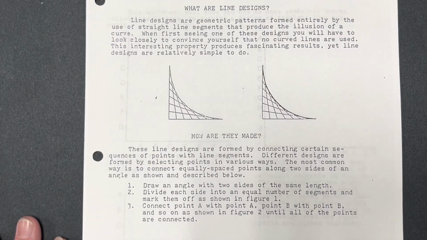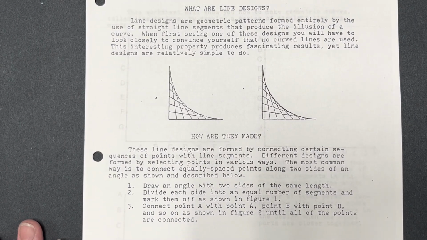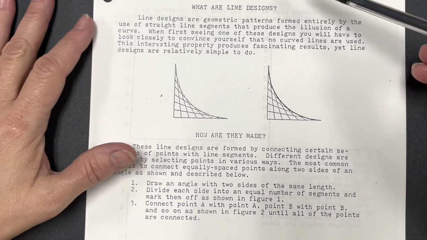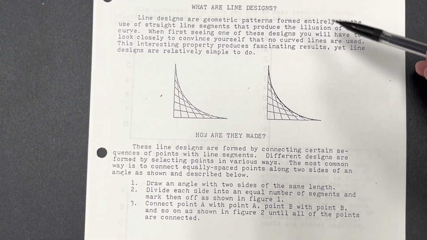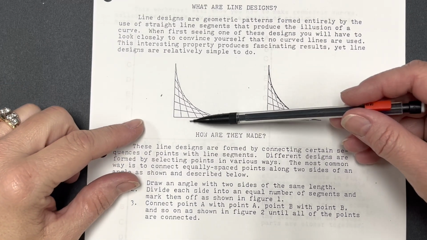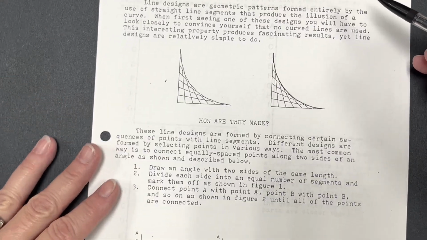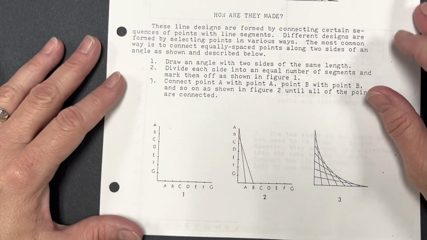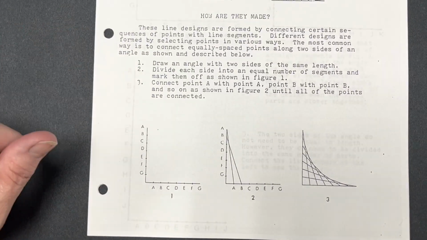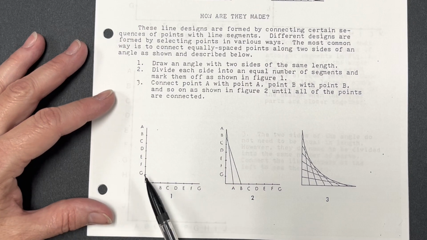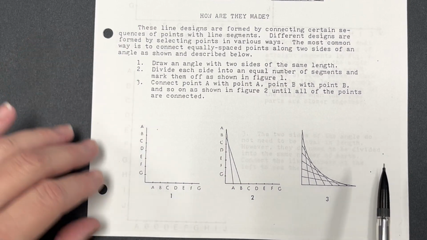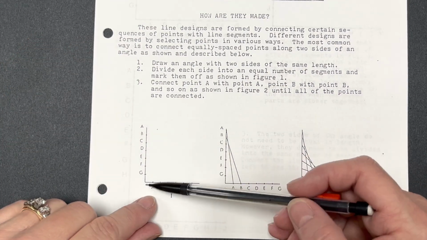This worksheet deals with using a specific type of angle where you're creating a line design using geometric patterns, and they're formed entirely of straight lines. So this is all straight lines, but it's giving you the illusion that it is curved. You're going to have some practicing to do first, and you're going to do the practices on the next page first, but it starts out with an angle of your choice.